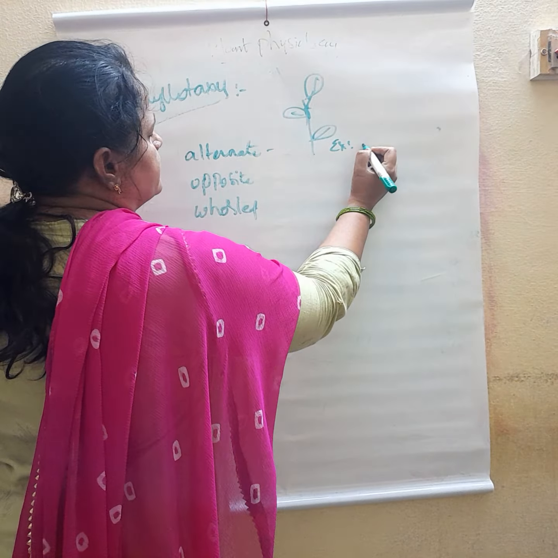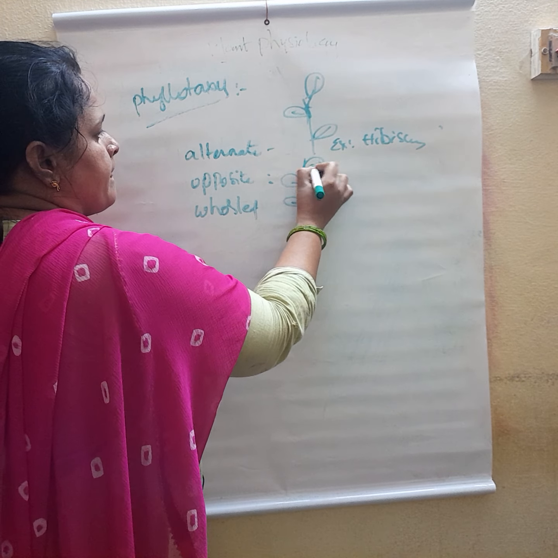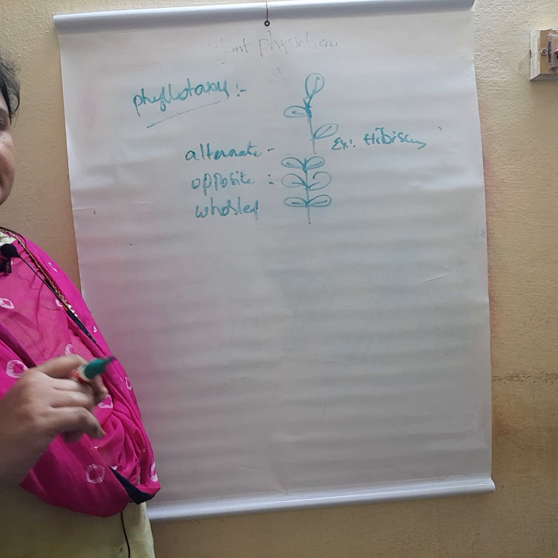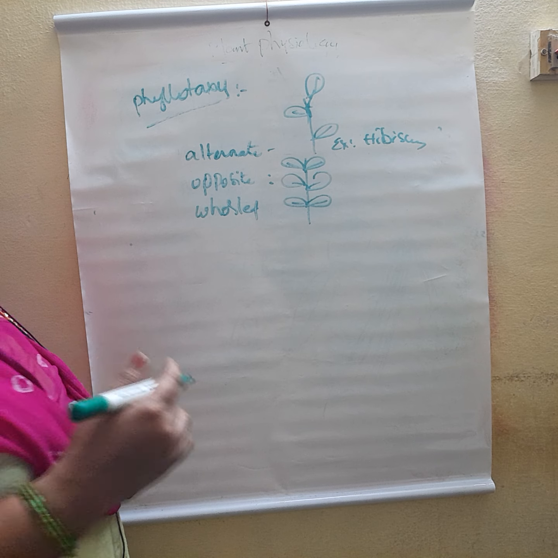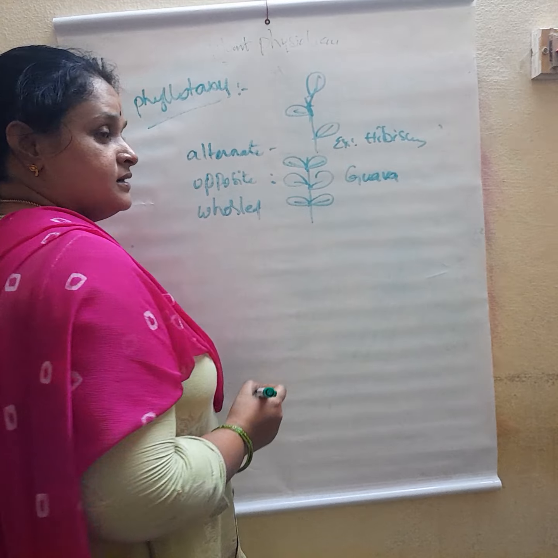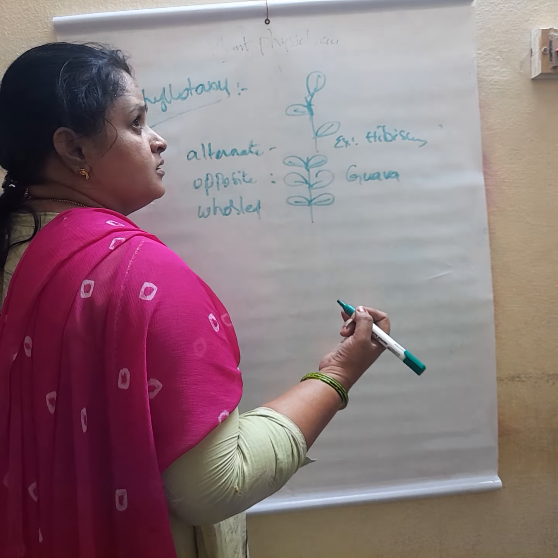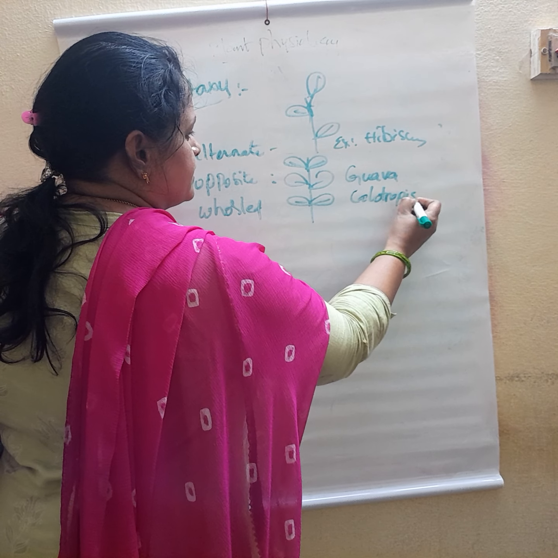Example, you can go for hibiscus. Opposite phyllotaxy means two leaves arise at a node and they are opposite to one another. You can go for guava, Syzygium guava, and Calotropis, that is nothing but Gilledu.